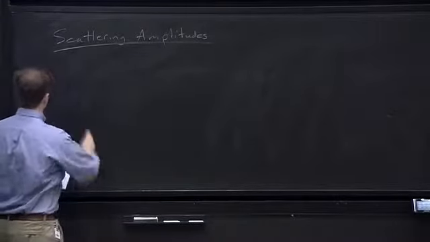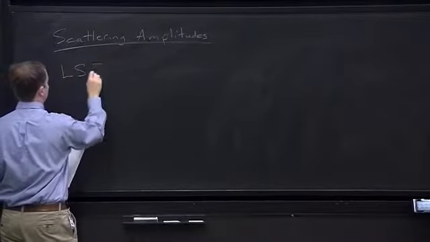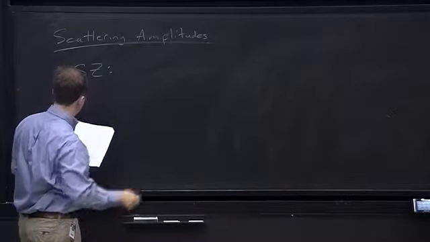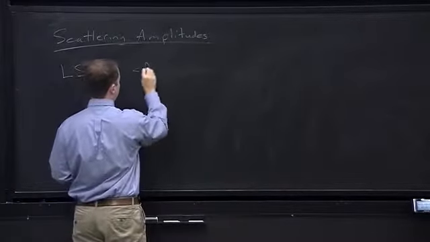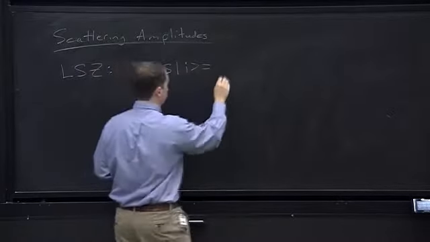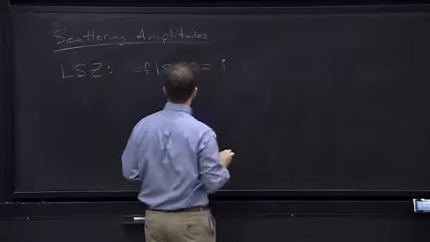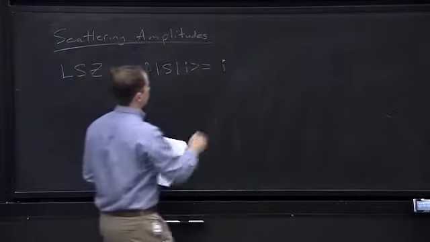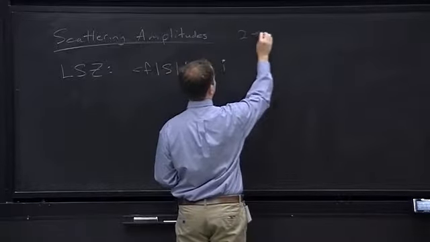Okay, so as you recall, our LSZ reduction formula tells us that F_SI is equal to, for now, let's restrict to 2 to 2 scattering. So 2 to 2.